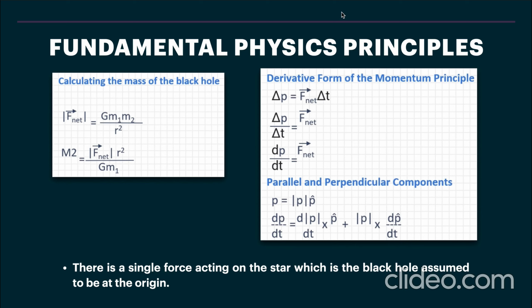We also use the derivative form of the momentum principle, which is dp upon dt is equal to F net, and we define that in parallel and perpendicular components by using their respective formulas.